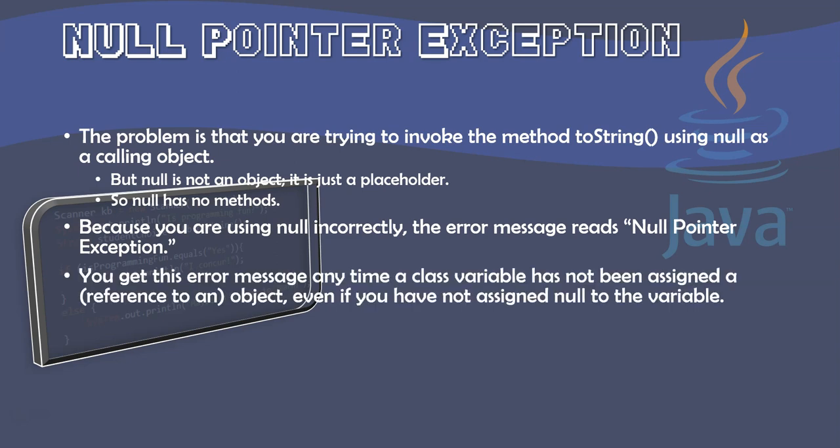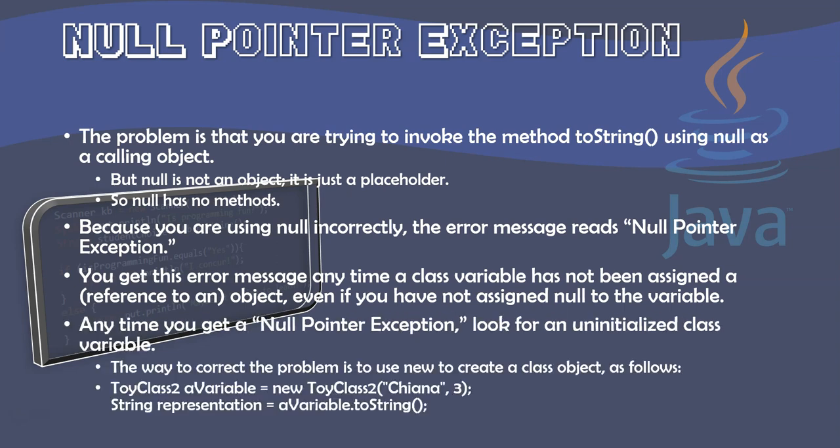Now this, of course, is just one example with toString, but you can get this error message anytime a class variable has not been assigned a reference to an object, even if you have not necessarily assigned null to the variable. Anytime you get null pointer exception, just look for an uninitialized class variable. So it has to be set equal to a new instance of something.